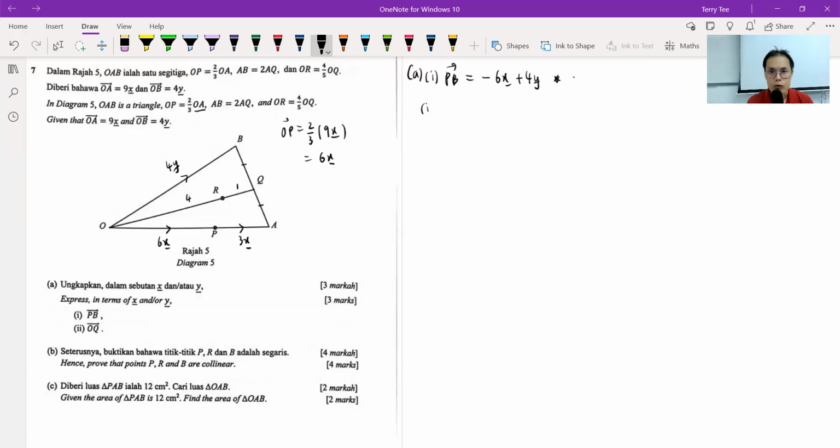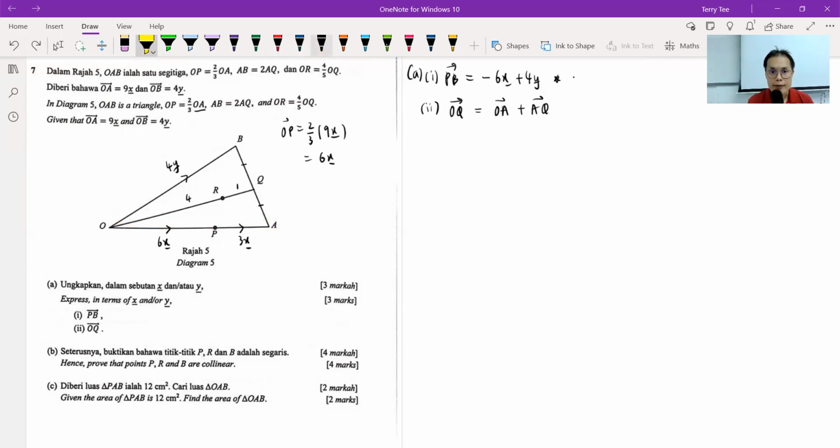Second one, how to find OQ? There are two ways to do it, the slow way and the fast way. Let me show you the slow way, the standard way. To go from O to Q, what will most people do? They will go from O to A and then A to Q. Can you see that? That is your OQ. You can also go O to B, B to Q.